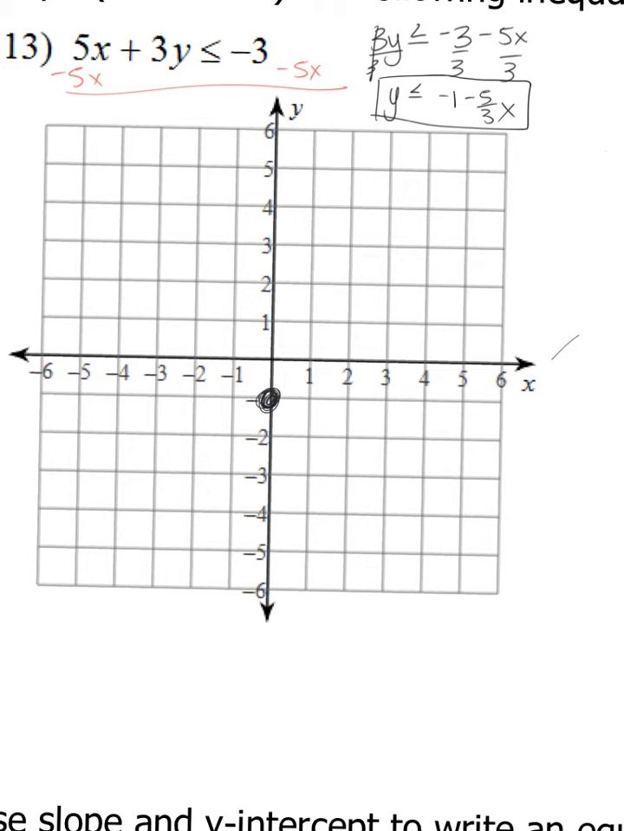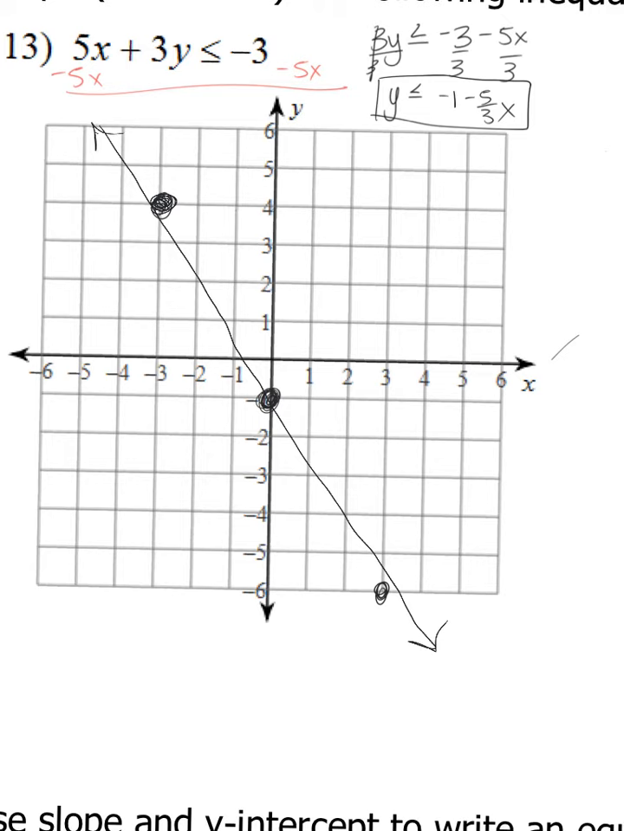And then positive 3, so that's right here. Or I could go up 5 and negative 3. When I connect these dots, I want to use a solid line because this is less than or equal to. So I'm going to use a solid line and go ahead and draw your arrows at the end.